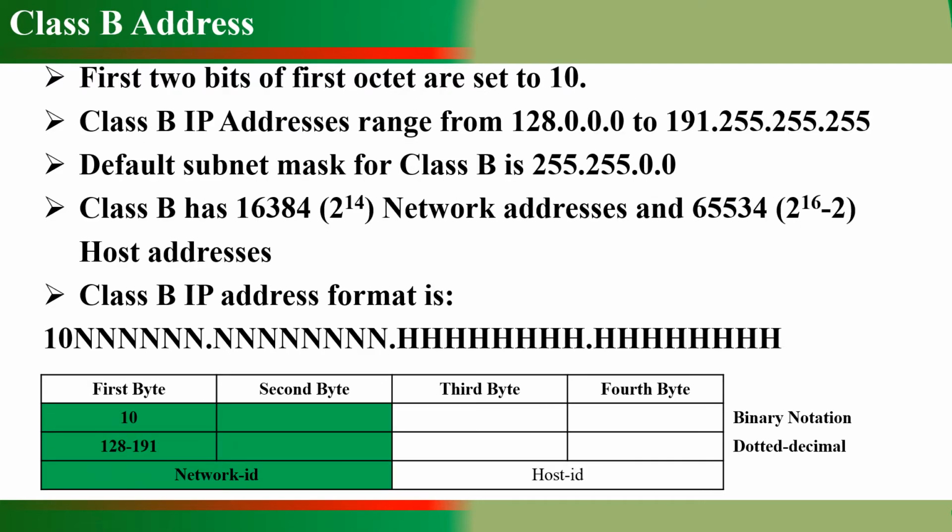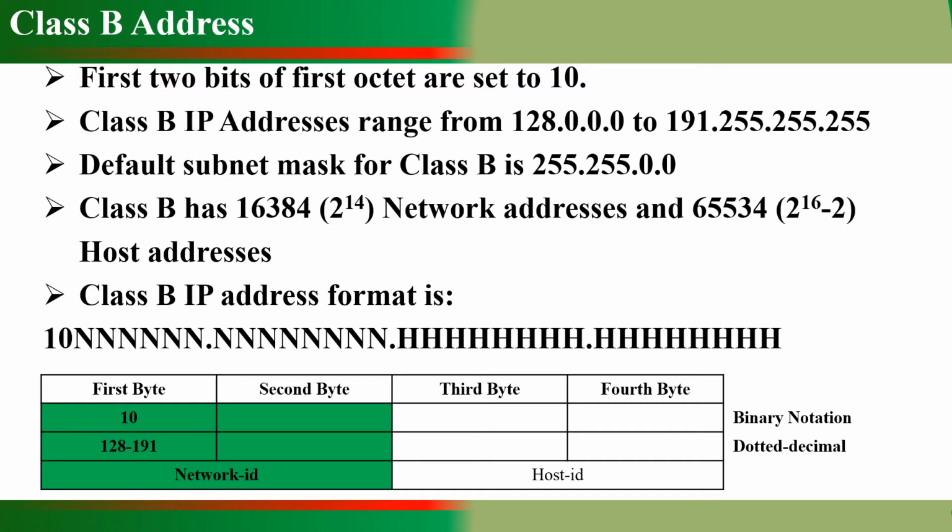Next class is Class B. First 2 bits of first octet are set to 10 in case of Class B addressing scheme. So if the 32-bit binary address starts with bits 10, then IP address belongs to Class B. Or in decimal, if first byte of IP address lies between 128 to 191, it means address belongs to Class B. Suppose address 157.56.45.37, it belongs to class B.